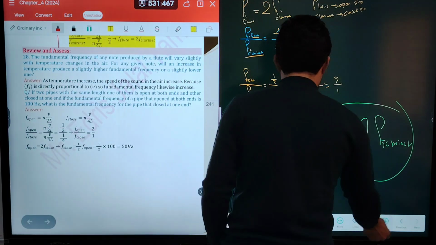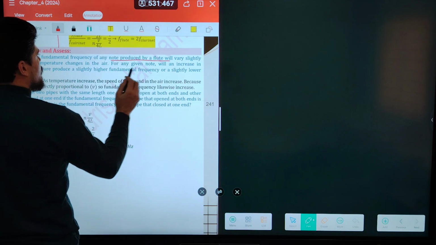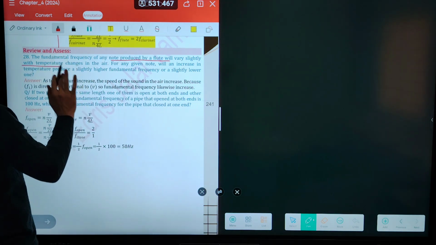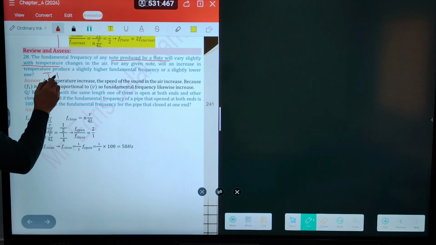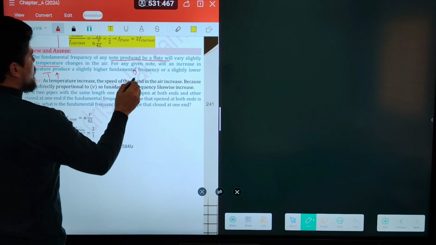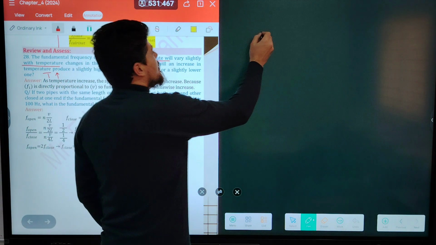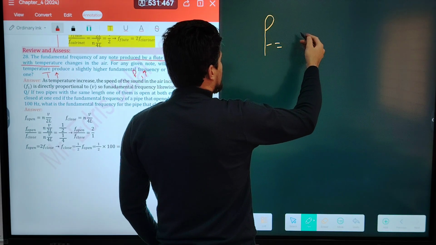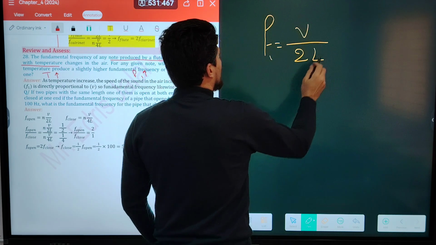Question 25 in chapter review. The fundamental frequency of any note produced by a fluid will vary slightly with the temperature change in the air. For any given note, will an increase in temperature produce a slightly higher fundamental frequency or a slightly lower one? The fundamental frequency for any device like a string or pipe is equal to what? F1 equals V over 2L or V over 4L.